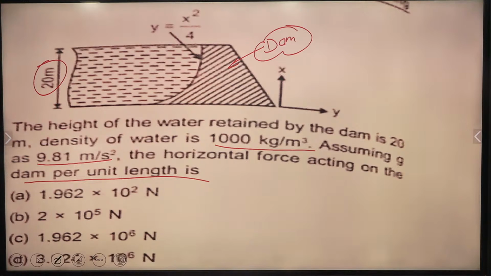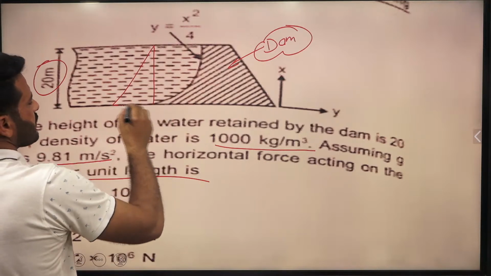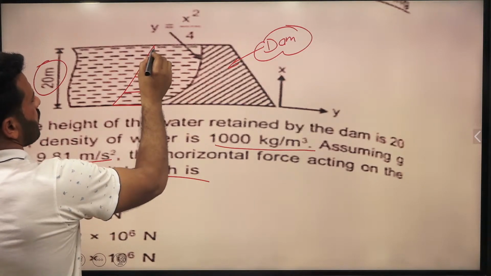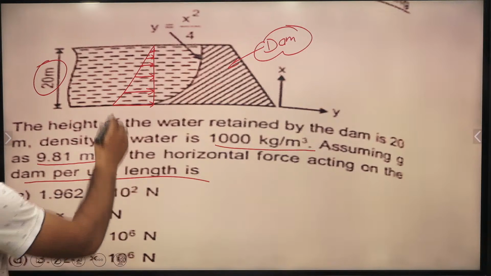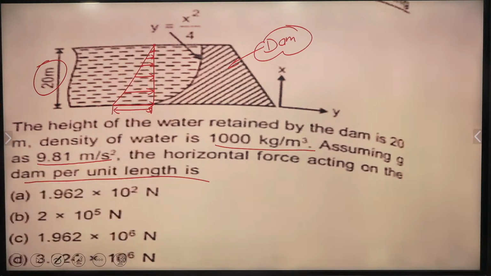Okay, so what we have to do? For the horizontal force, just sketch the water pressure distribution. What will the water pressure distribution be? Definitely it will be like this one. The variation of water pressure will be linear, maximum at the base of the dam and minimum at the free surface. Of course, at the free surface the pressure will be 0. But right now we have this curved surface.